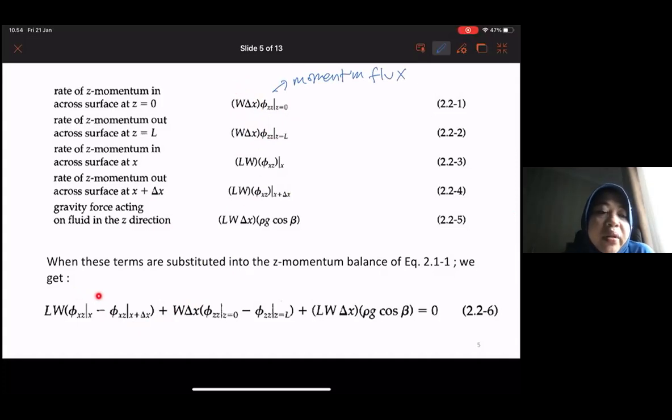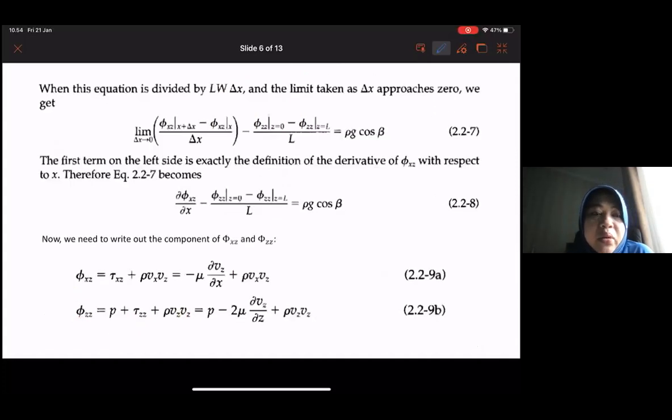Once you know this momentum here, you can try to find which one is equal to 0, for example, and which ones have a value. Then here they take the limit as well. The thickness becomes the limit, and once you get the limit, you can get a differential equation.